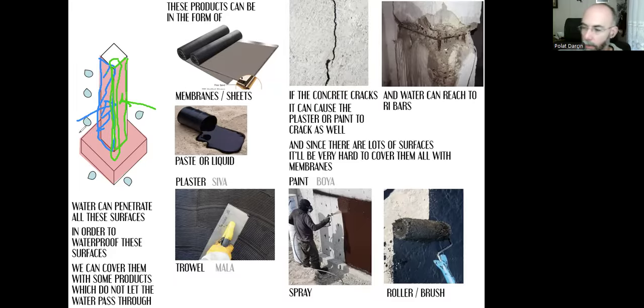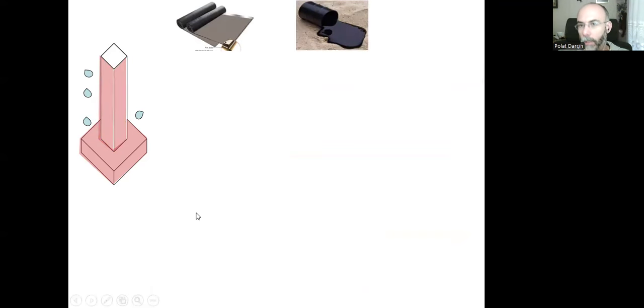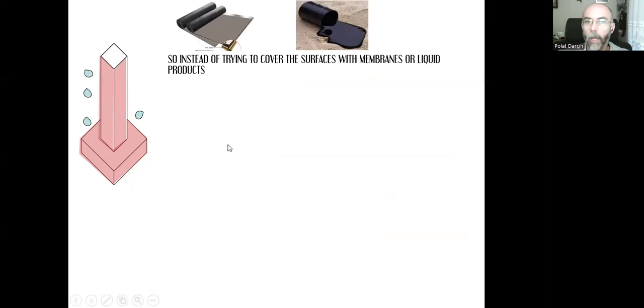Because there are lots of surfaces, it will be hard for workers to cut all these surfaces, and it will be expensive as well. So can we find a better and easier solution? Instead of trying to cover the surfaces with membranes or liquid or paste products, we can try to produce the concrete without the pores or without open pores.